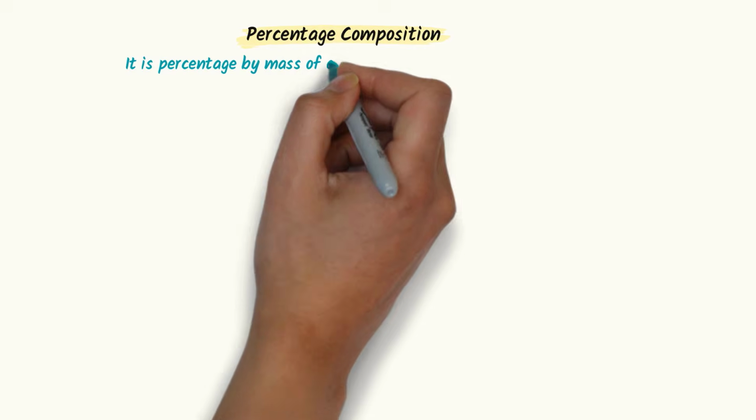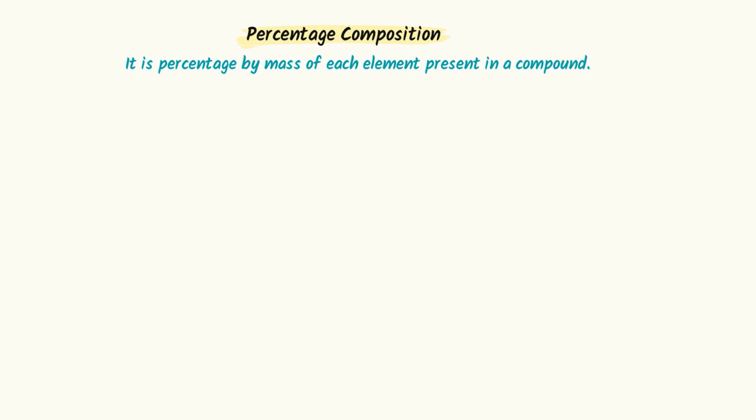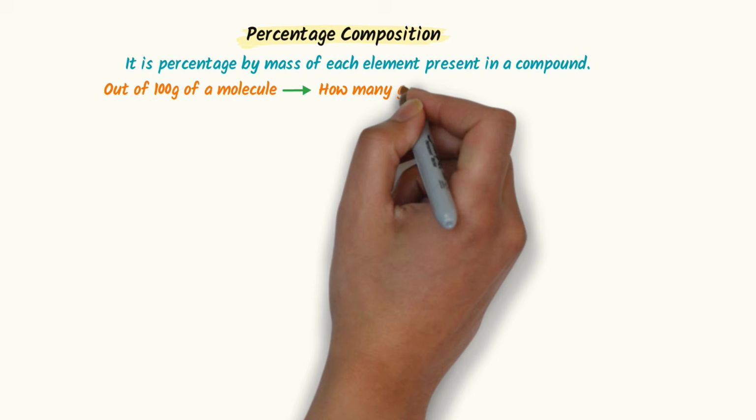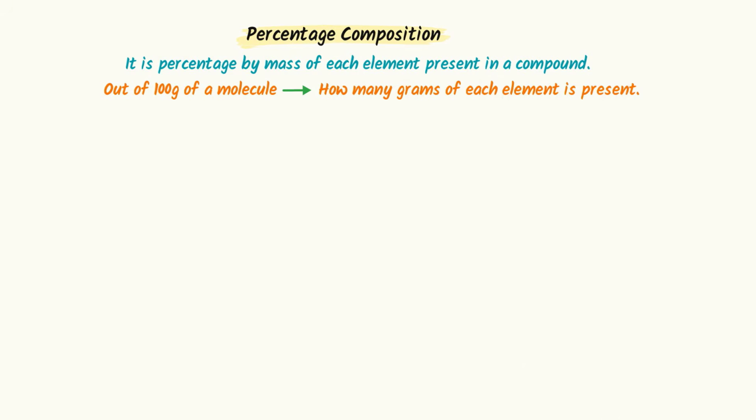Now we will learn percentage composition. Well, we define percentage composition by mass as the percentage by mass of each element present in a compound. It means that out of 100 gram of a molecule, how many grams of each element is present.